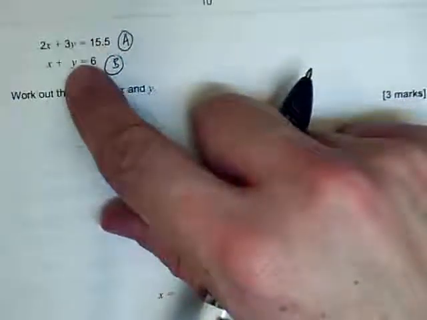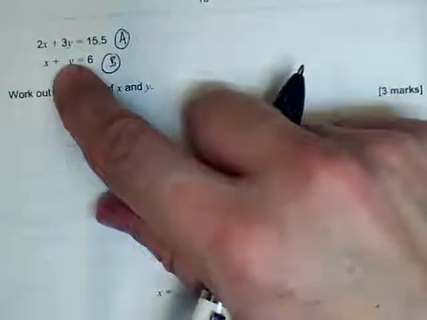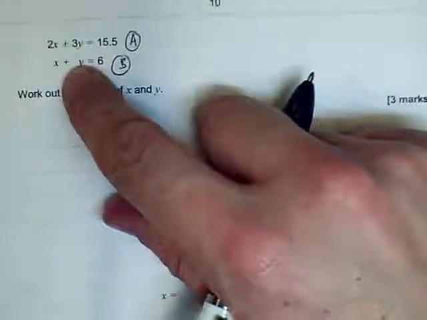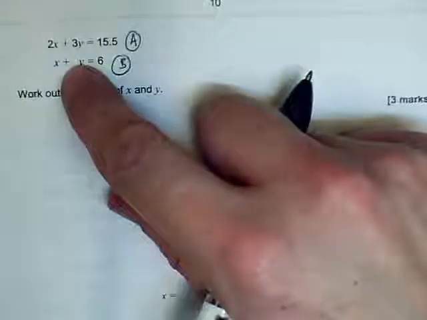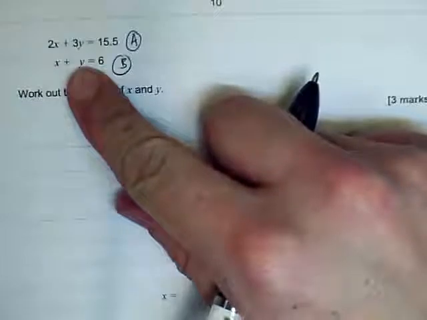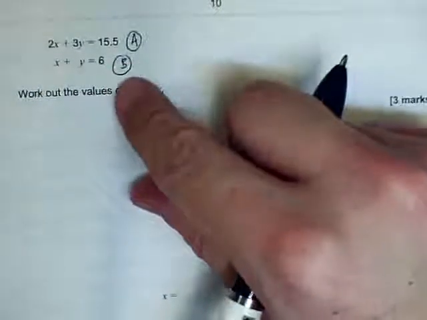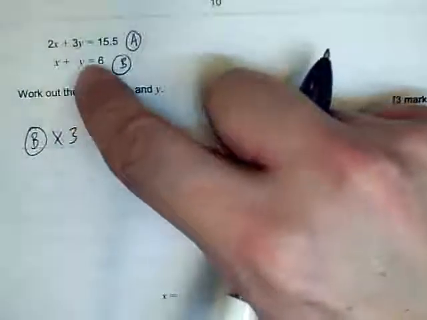And if I want to make the y's the same, I know I need to multiply the second equation by 3. Remember, you can't just add 2y. That doesn't work. You either have to multiply, or you could divide if you want to, but that doesn't always work. So I now need to multiply the second equation by 3. I'll write that down so the examiner understands what I'm doing. And you need to remember that every single term gets multiplied by 3.